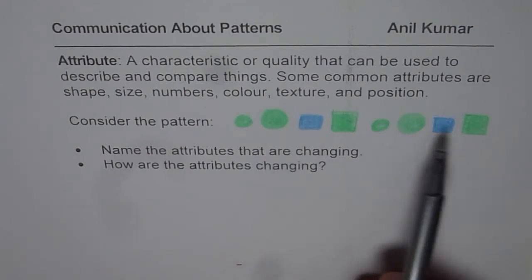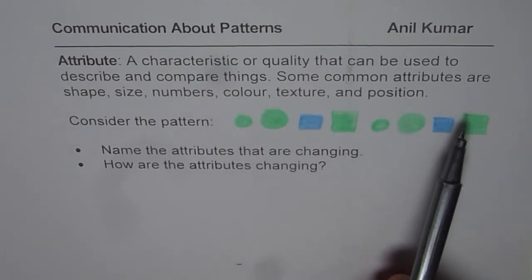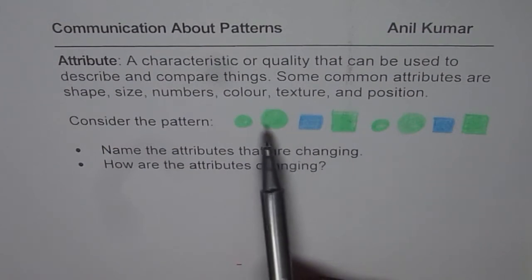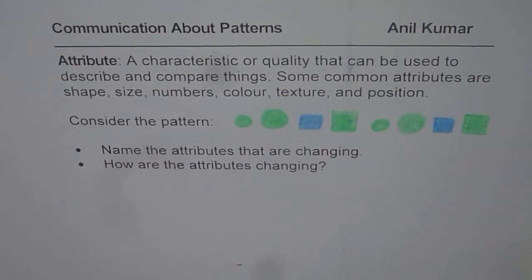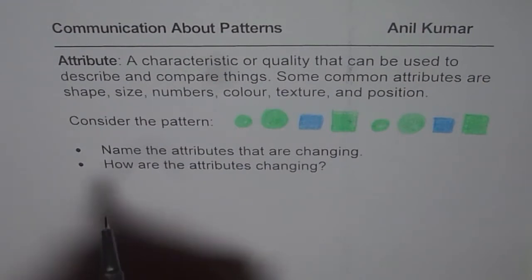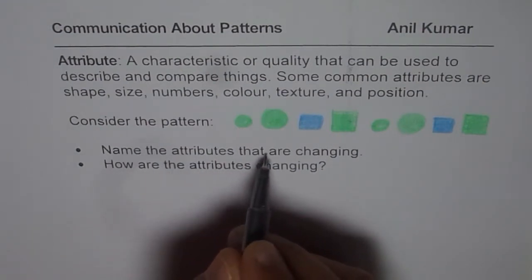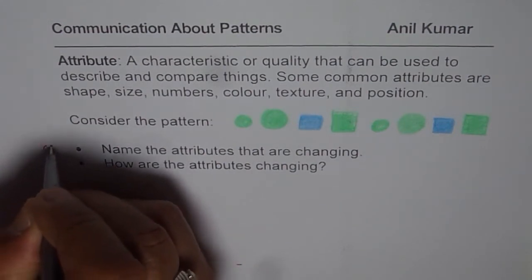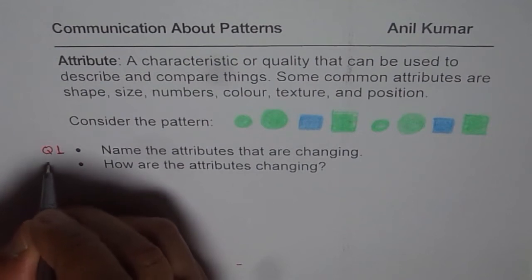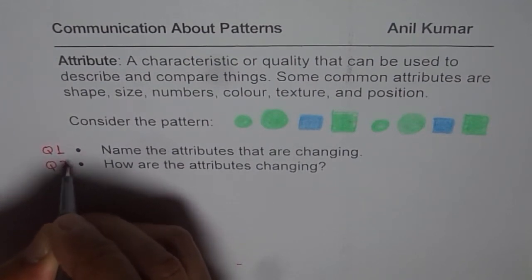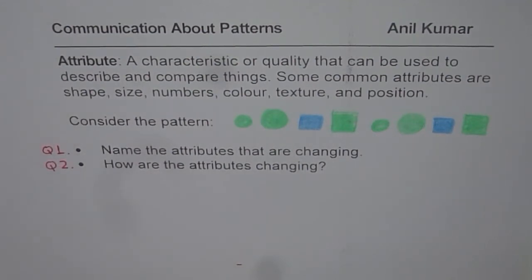Now in this pattern, you see there are many attributes. Color is changing, right? Shape is changing, and also size is changing, small and big, right? Now the next question for you is name the attributes that are changing. So that is question number 1 for you. And then how are the attributes changing? That is question number 2 for you. So these are the two questions you need to answer. You can pause the video, answer these questions.